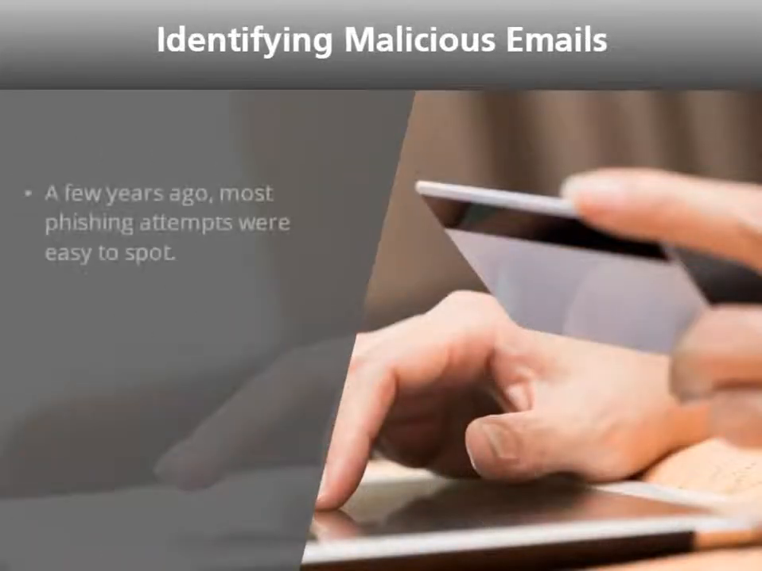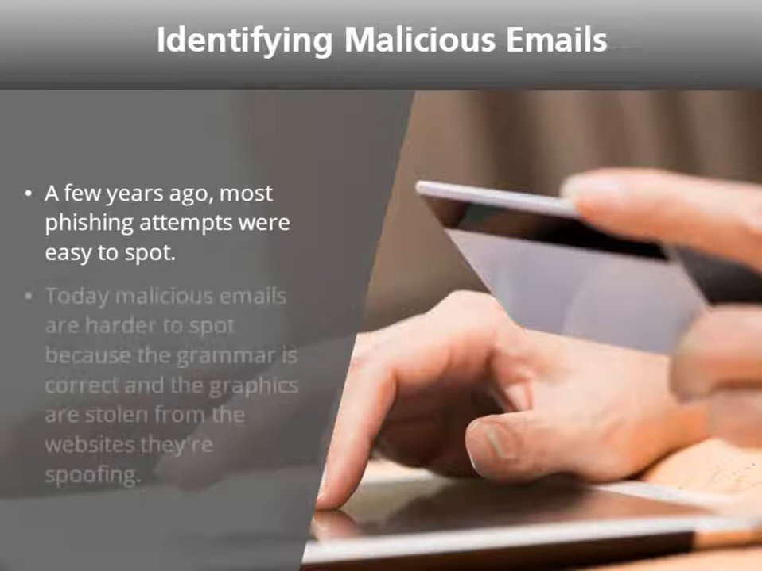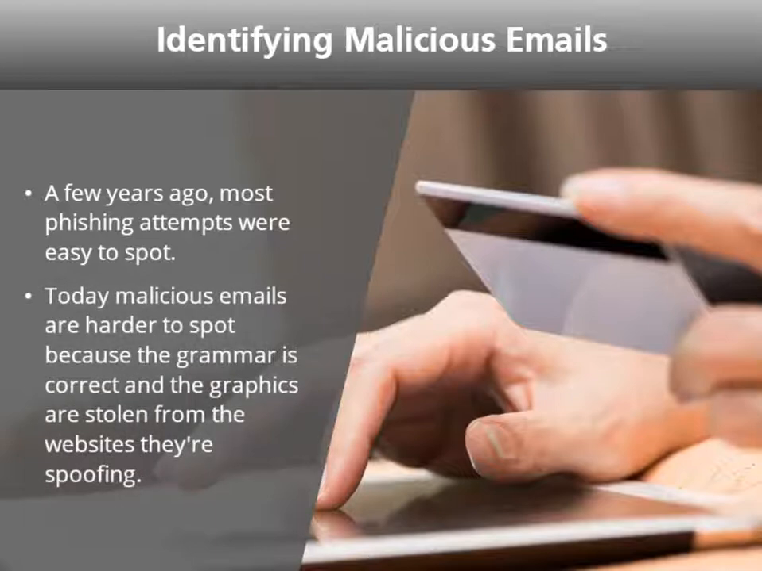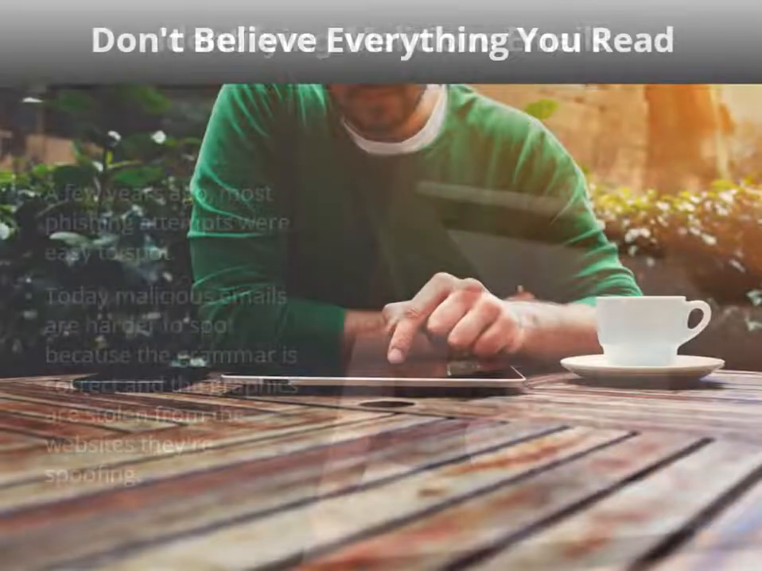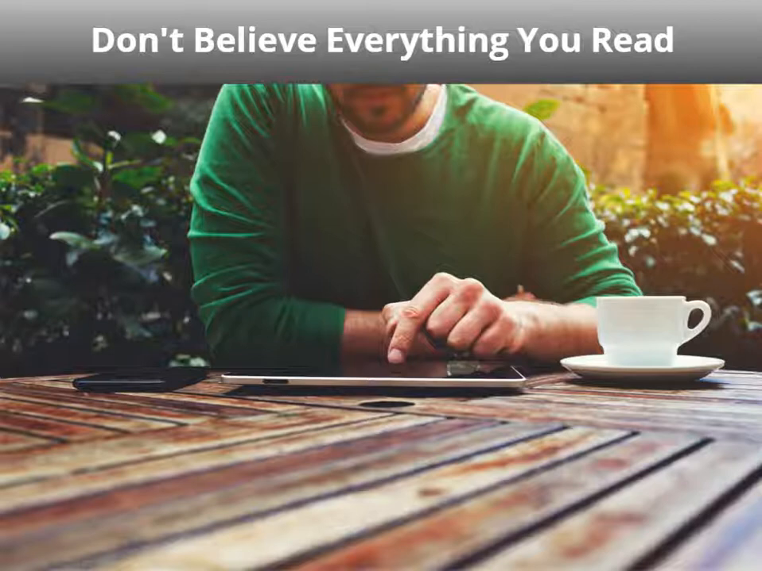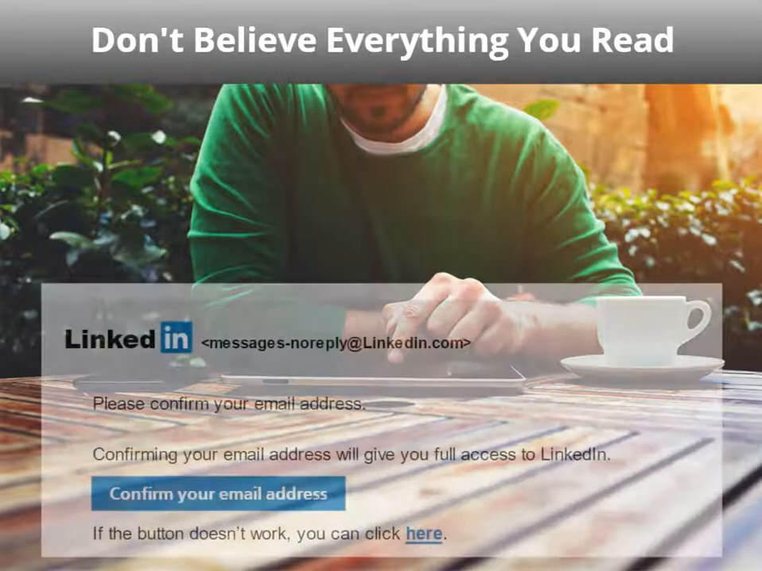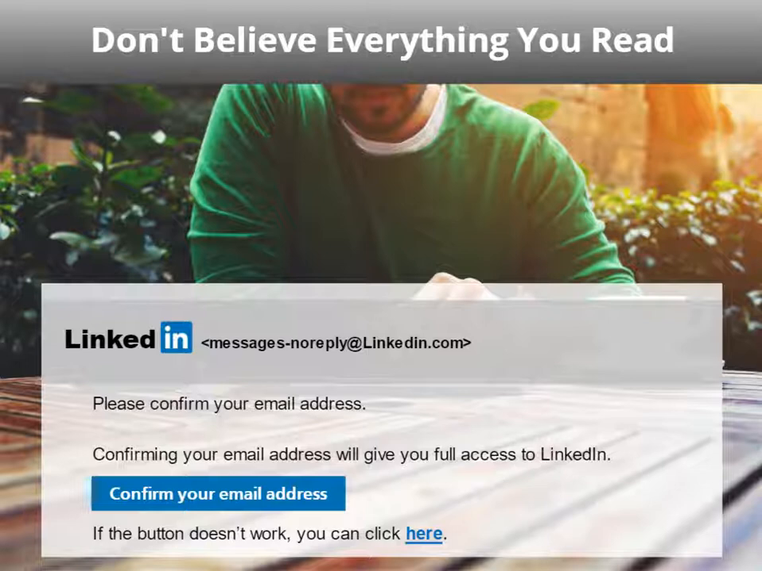A few years ago, most phishing attempts were fairly easy to spot. Most of them were badly written, and they contained misspelled words and grammatical errors. But today, the grammar is correct, and they steal graphics from the websites of the companies they're spoofing to make you think their phishing email is real. Today's spammers and phishers are highly skilled at hiding themselves and their intentions. Here are a few things they do to try to trick you.